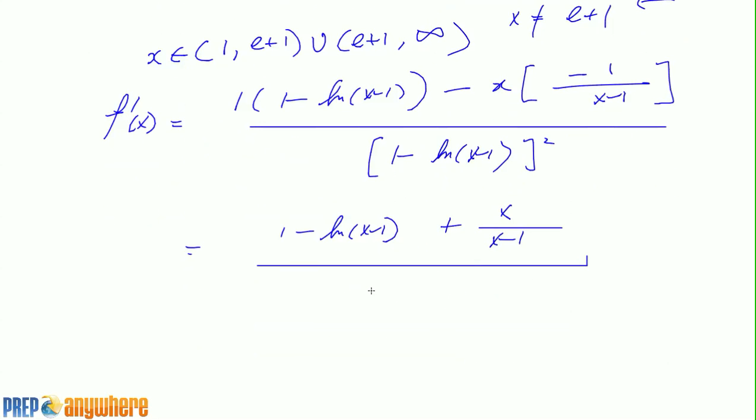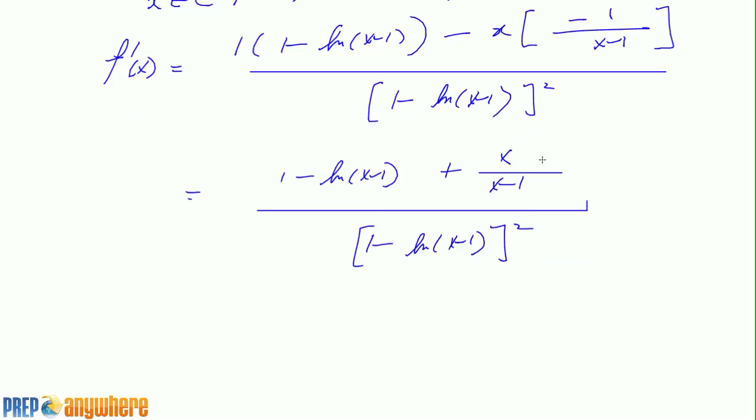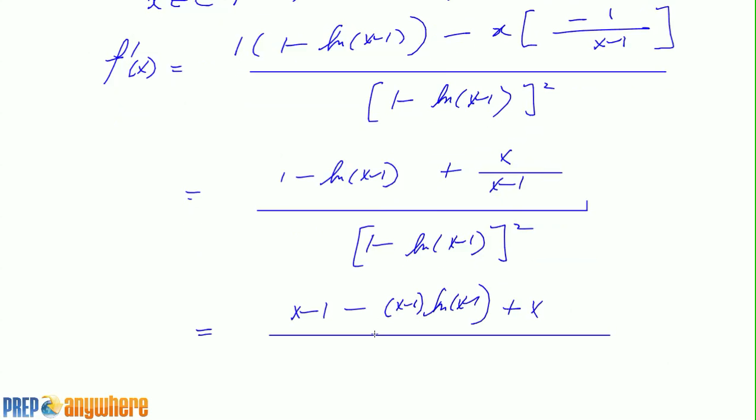Okay, so there's not too much we can do to simplify this. We could multiply top and bottom by x minus 1, let's say. So we get x minus 1 minus x minus 1 times ln of x minus 1, and that will turn into just x. And then the bottom will have x minus 1. So you can see that the x terms can combine to give you 2x. So that's as simple as it gets.